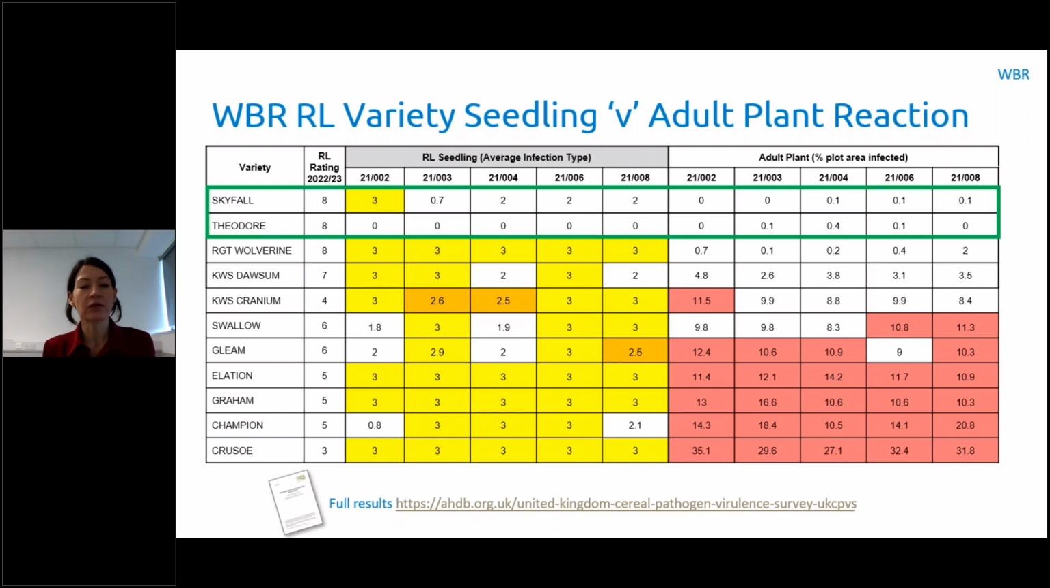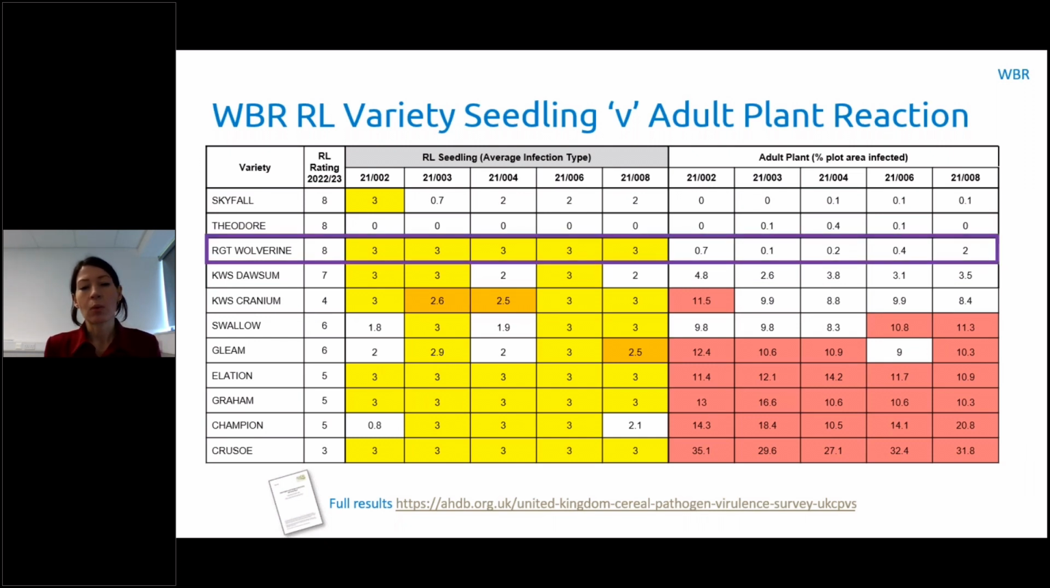So if we have a look at the first two, we have Skyfall and Theodore, our most resistant varieties in the adult plant trials. You can see Skyfall was actually susceptible to just one of the isolates at seedling stage, but resistant at adult plant stage. Theodore was completely resistant to all 5 isolates at seedling stage, and again, resistant at adult plant stage, so that one had good all stage resistance.